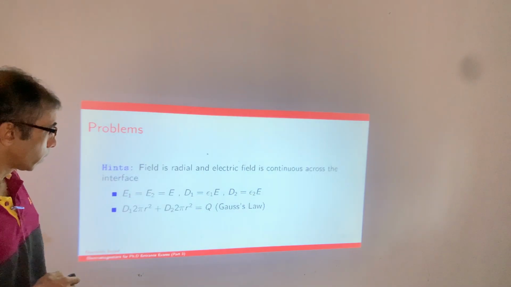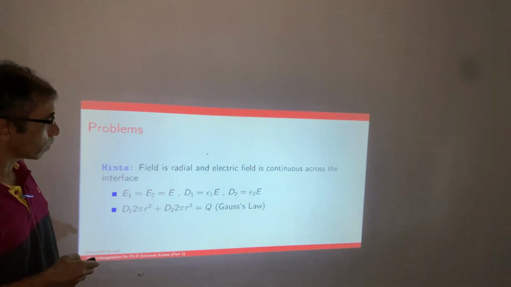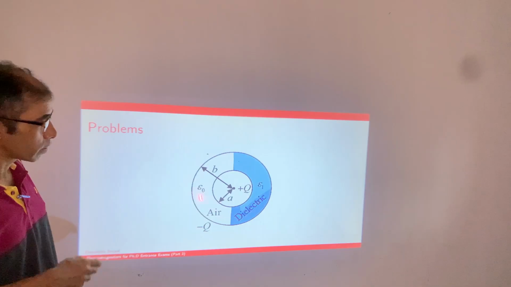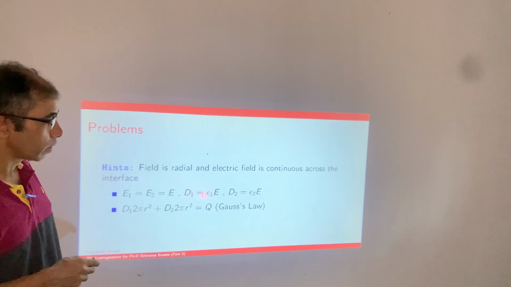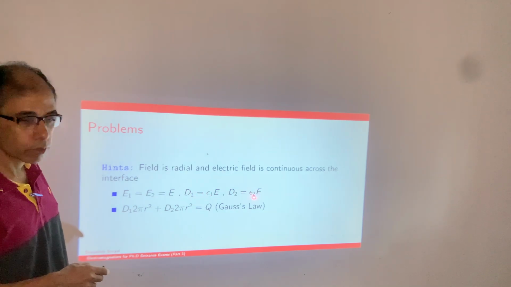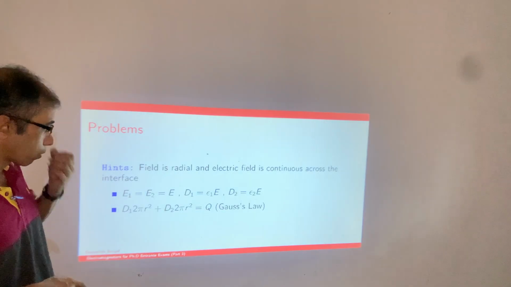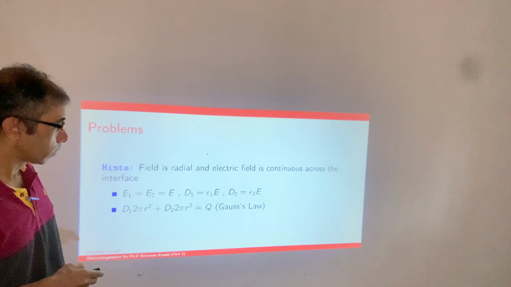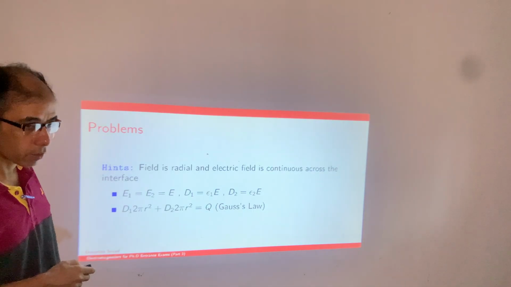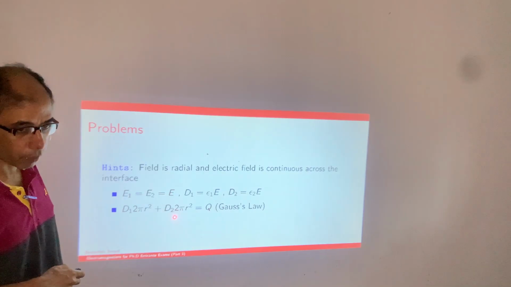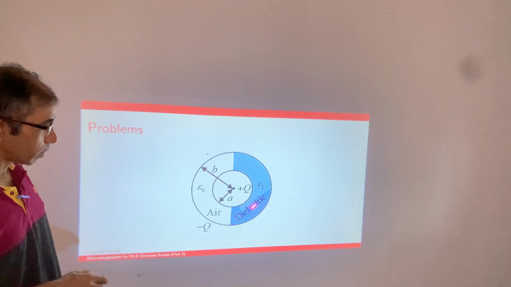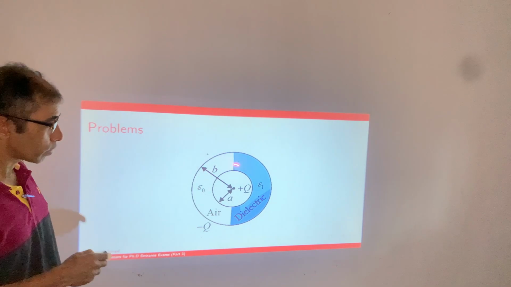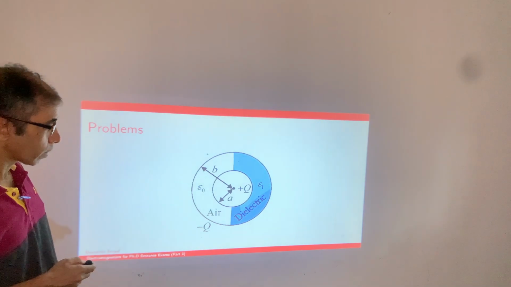So what can we write? E1 is equal to E2 is equal to E. So in this region, E is the same everywhere. But the displacement vector D1 is epsilon 1 E and D2 is epsilon naught E. Yeah? And then we use Gauss's law, expressed in terms of the displacement vector. So we will take a spherical Gaussian surface and then use Gauss's law.